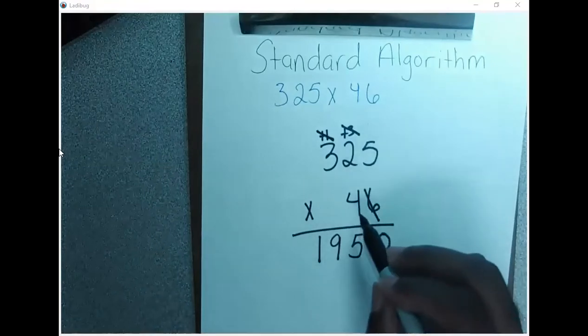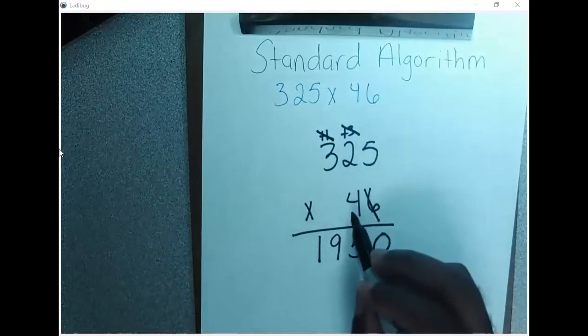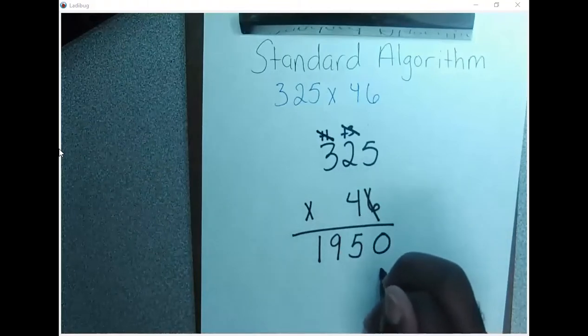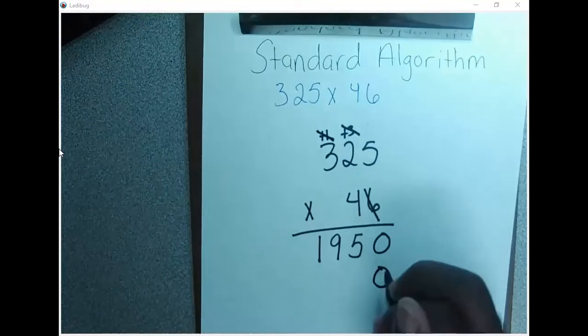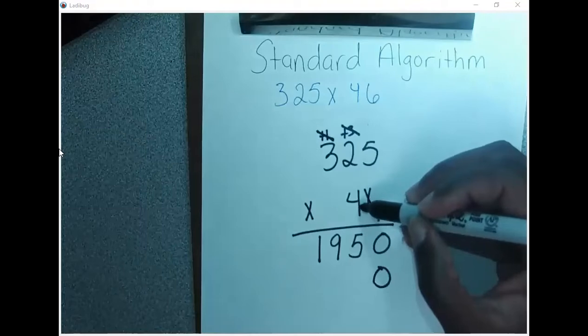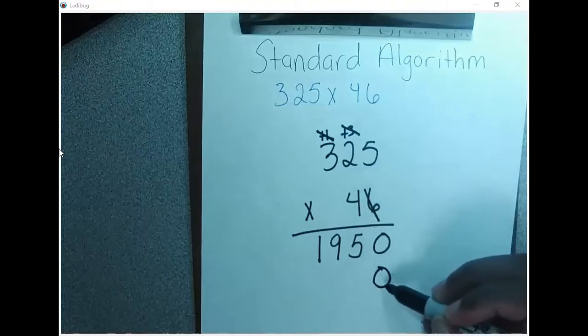Now, I do the same thing, but first, before I start multiplying 4 times my 5, 2, and 3, I drop a 0 down here in the 1 spot. The reason I drop a 0 in the 1 spot before I multiply my 4 is because a 4 is in the tens place. So a 0 goes here as a placeholder.